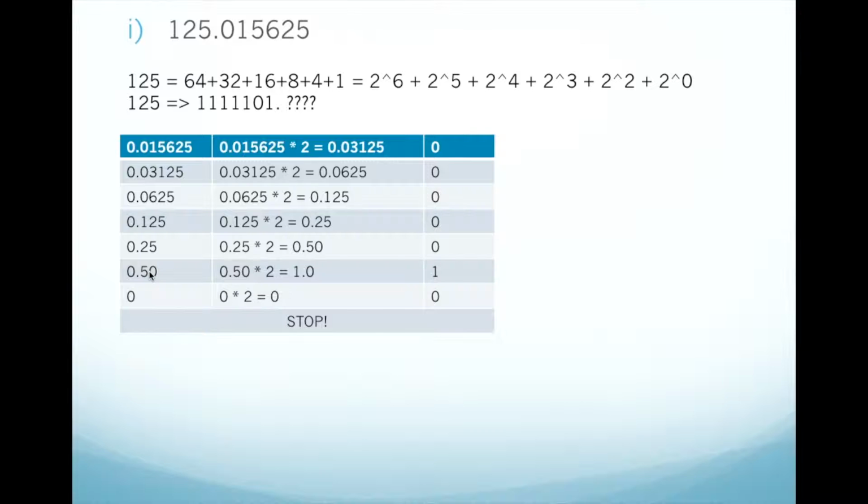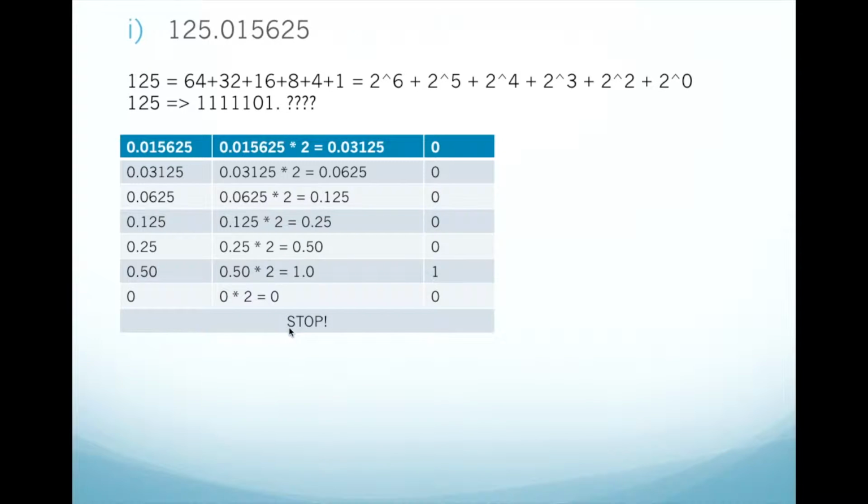0.50 times 2 is 1.0. And now we have a 1 on the left of the decimal. So the 1 goes right here. And this 0 goes down here. Then we have 0 times 2 equals 0. The 0 goes here. And that's when we know we stop.